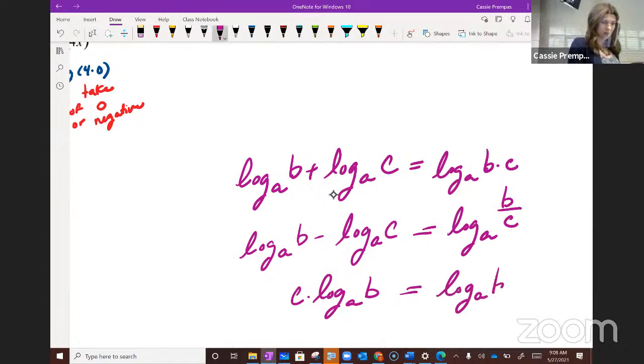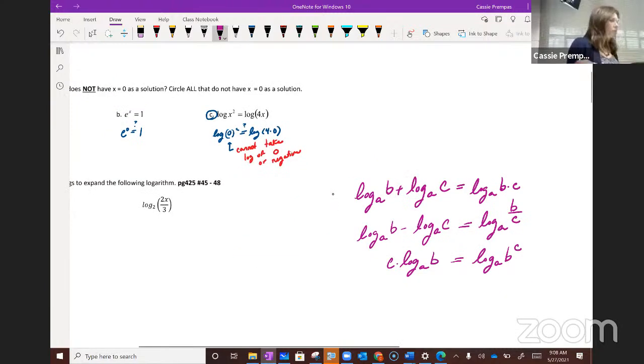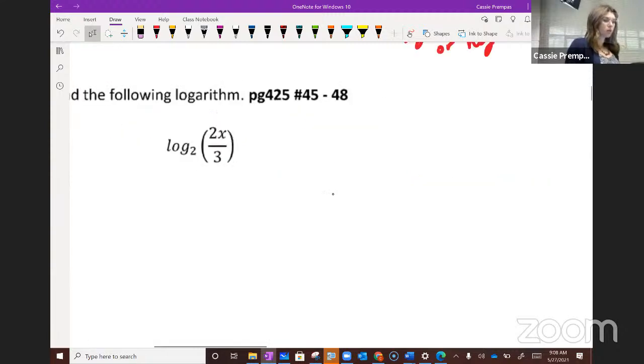Nice. Okay, if you remembered those, great. You don't have to study them. If you're like, you know what, I'm a little rocky on those, maybe write it on a note card, study those because they will show up on the final. And let's take a look at number 6 and see how can we use those to expand the log out.